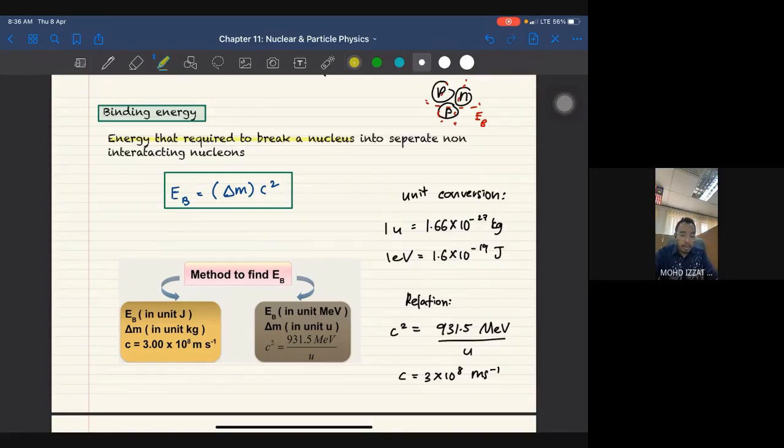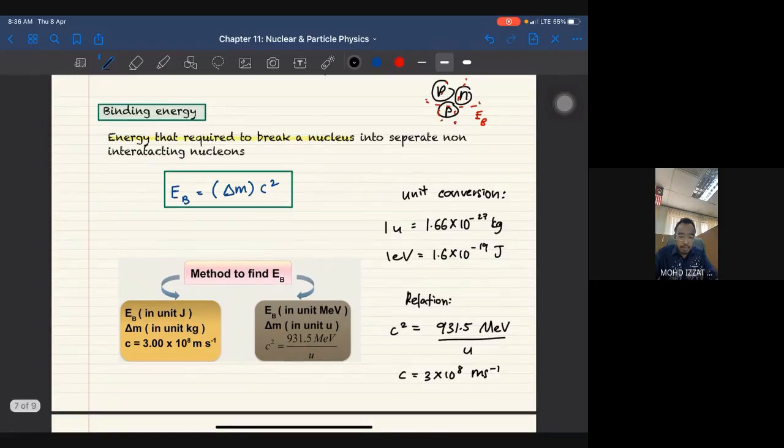The problem with this chapter normally is the units. You have multiple units to use. For example here, u and kilogram. So this is the unit conversion, which is given in the formula sheet. 1 eV is basically an energy equivalent to 1.6 times 10 to the negative 19 joule.